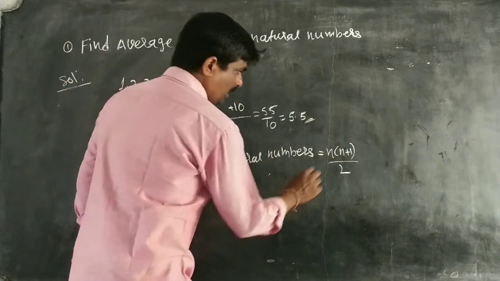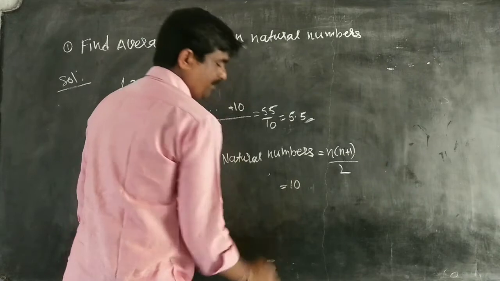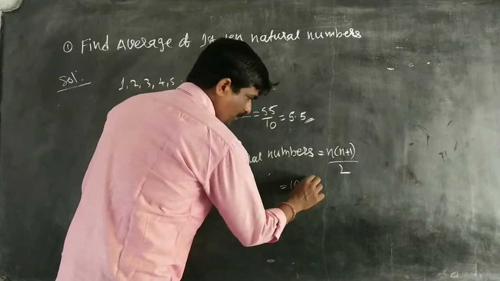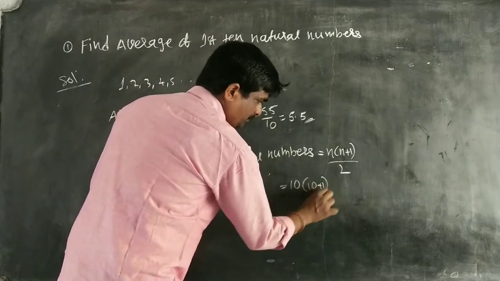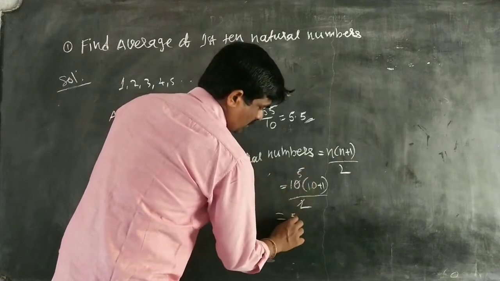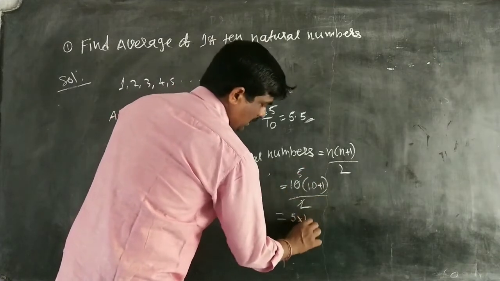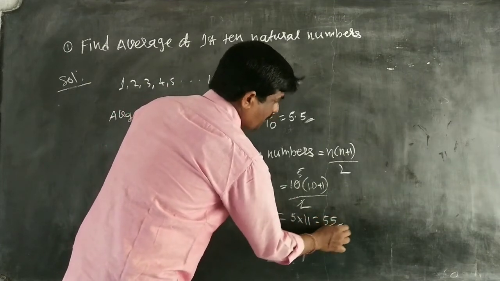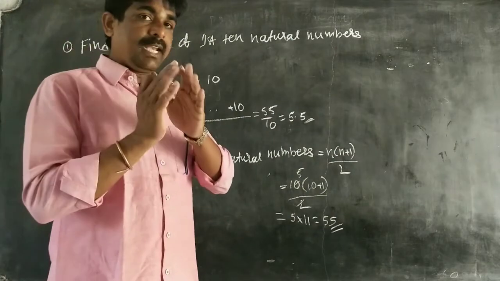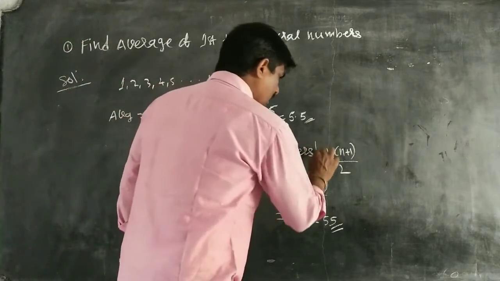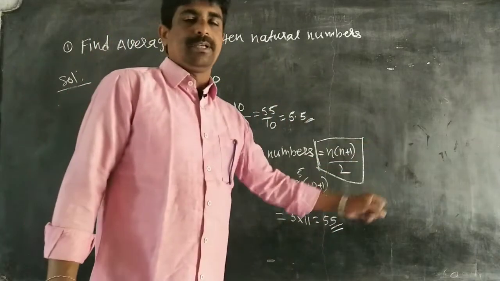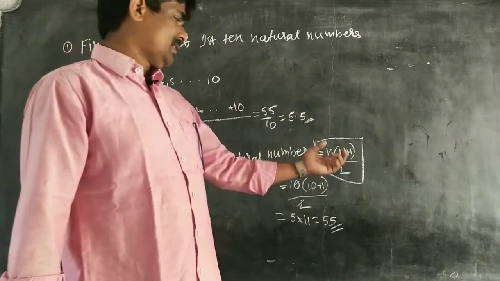Observe, instead of n, I write 10, since I am asking for the first 10. 10 into 10 plus 1 by 2. That is 5 into 11, which is 55. So we got 55, and we have to divide by 10. This is the important principle for all your competitive exams: the sum of the first n natural numbers is n into n plus 1 by 2.